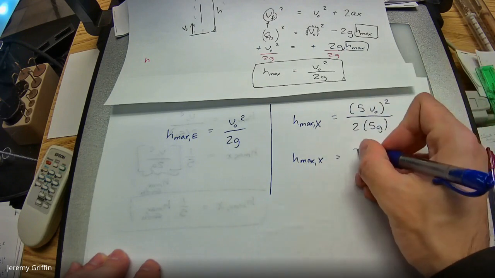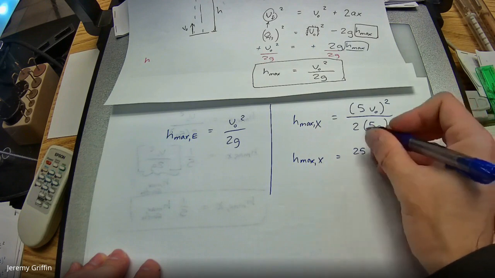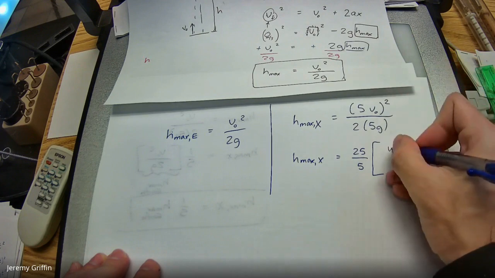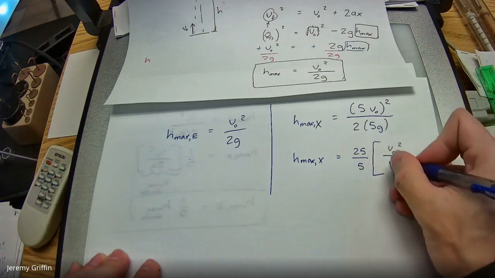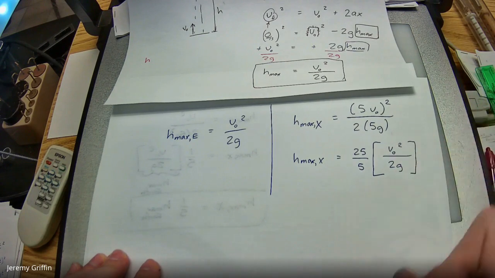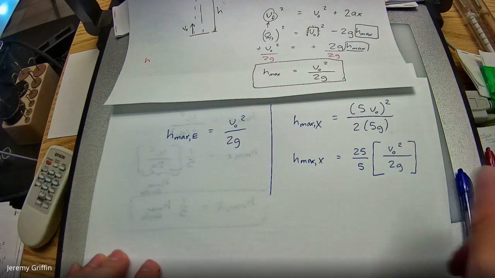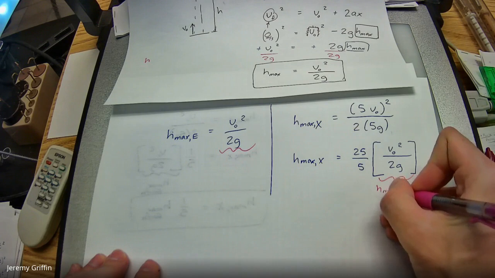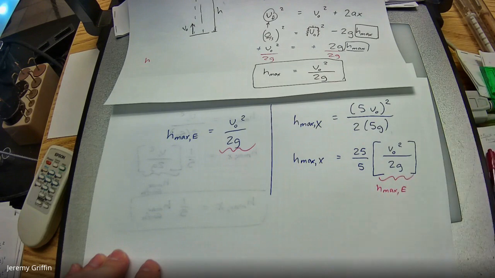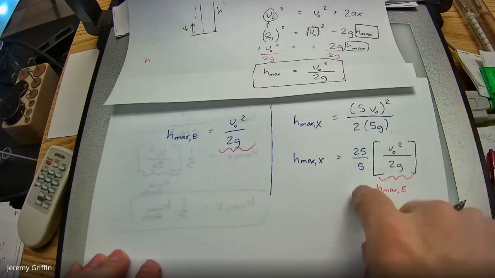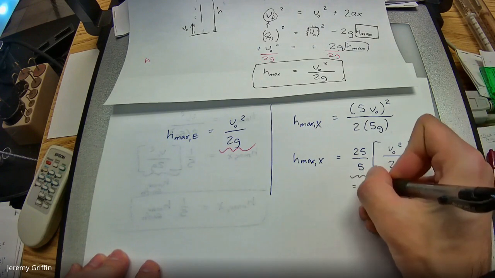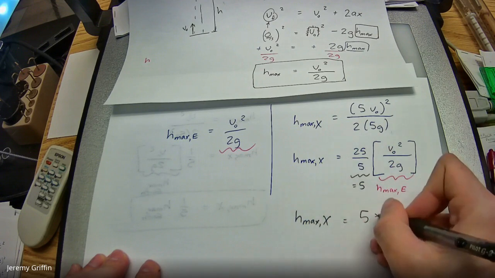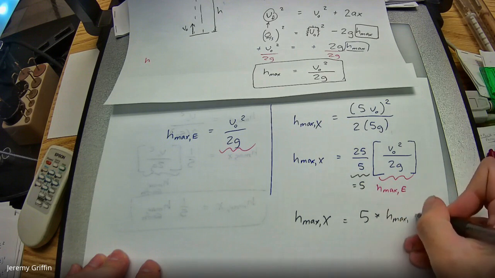It's going to be 5 squared, which is 25. And then down here, there was just a factor of 5, right? I'm going to factor those out, and I'm left with a V squared up here and a 2 times G down here. You guys got it? And oh, look at that. You guys see that that's H max on Earth? And if that's true, then 25 over 5 is equal to 5. Then I can say H max on planet X is equal to 5 times H max on Earth.